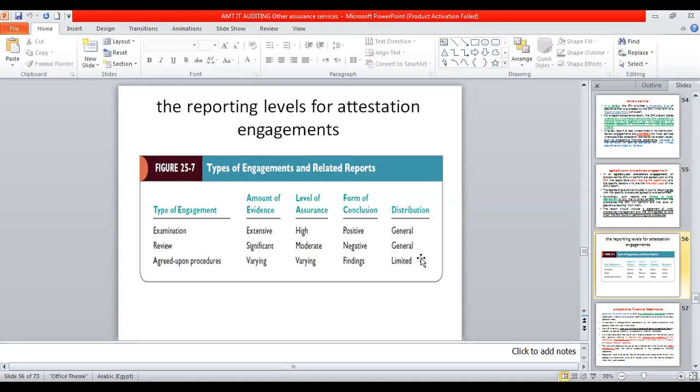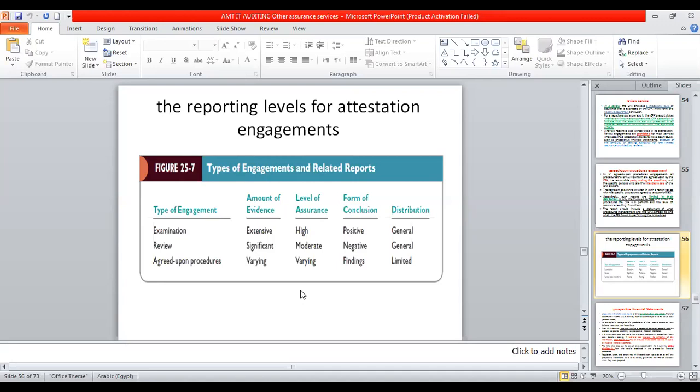The last attestation engagement is agreed upon procedures. Its level of assurance varies, depending on the contract or the agreements between the three parties: the assertion provider, the third-party interested users, and the firm or service provider. Since the level of assurance varies, the evidence also varies.